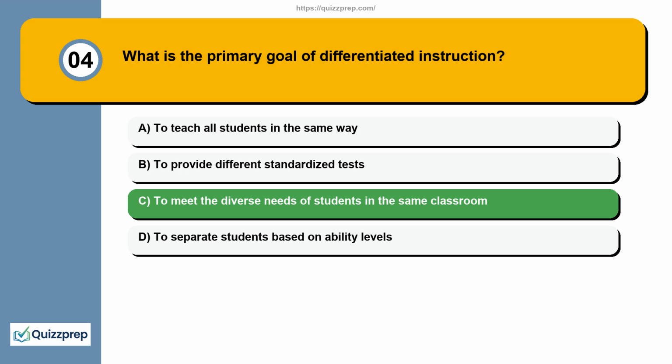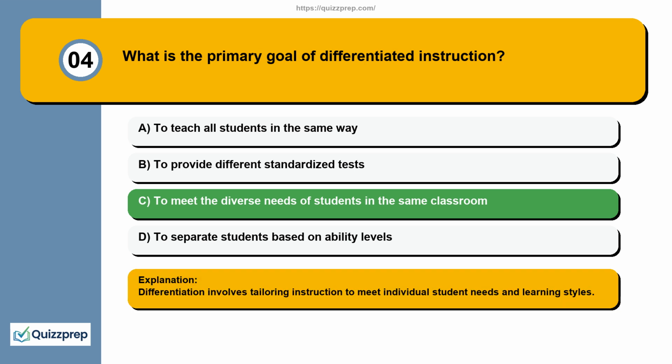The correct answer is option C. To meet the diverse needs of students in the same classroom. Explanation. Differentiation involves tailoring instruction to meet individual student needs and learning styles.